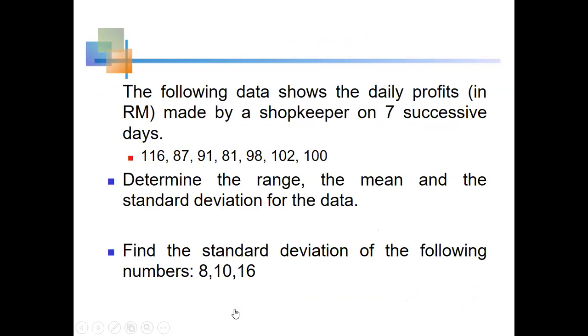Example here. The following data shows the daily profit made by a shopkeeper on 7 successive days. So we have 7 data here. This is a sample, 7 data. So 116, 87, 91, 81, 98, 102, 100.